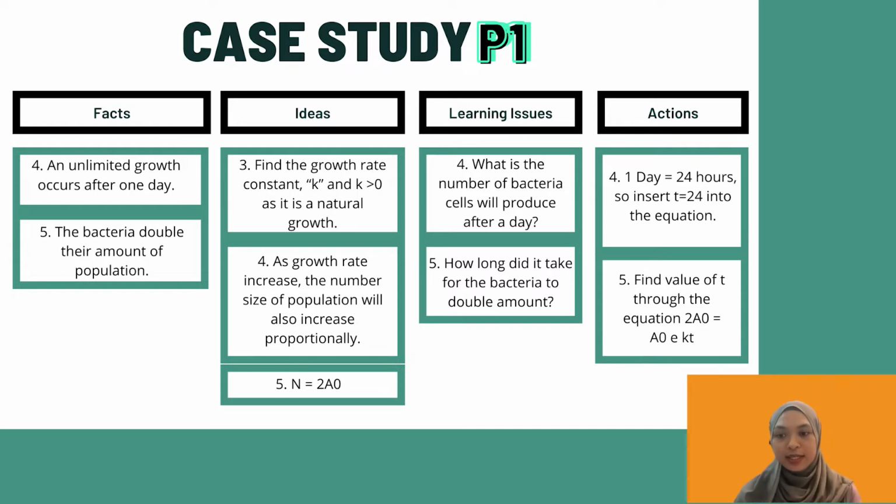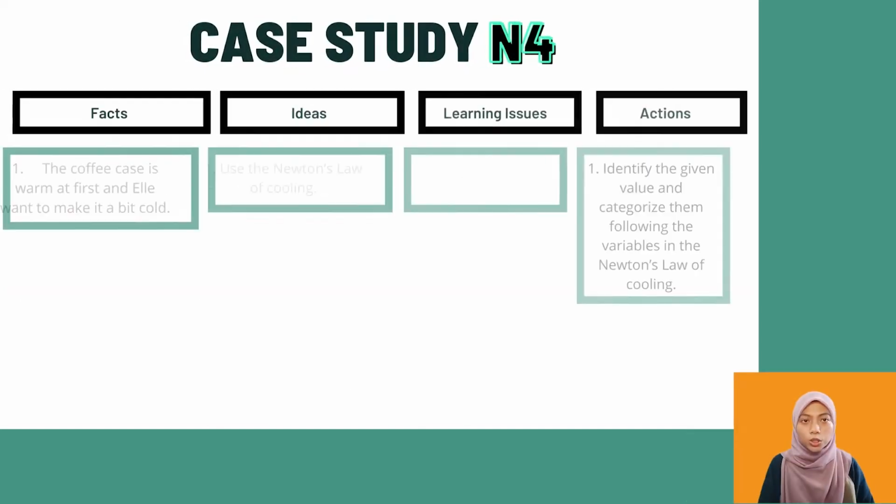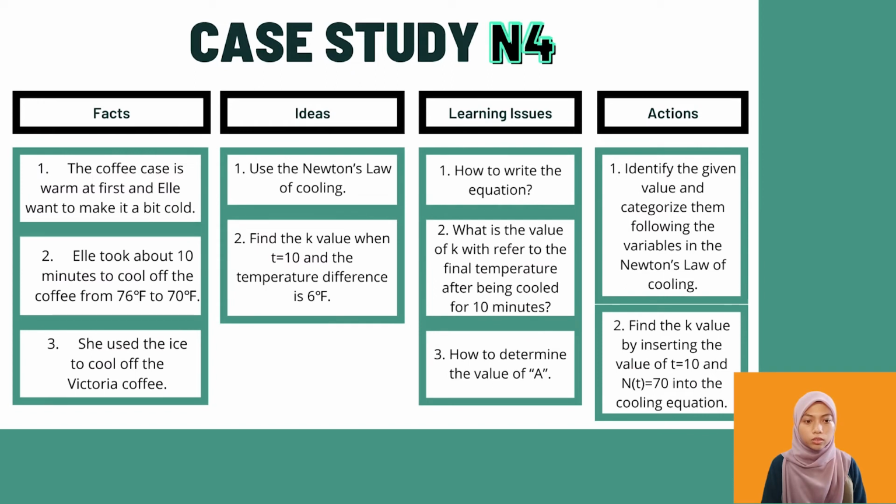And for question B, we are going to find the time of the bacteria doubling its size or its population. So we are going to use the modified equation, which is 2a initial equal to a initial exponent k multiplied by time.